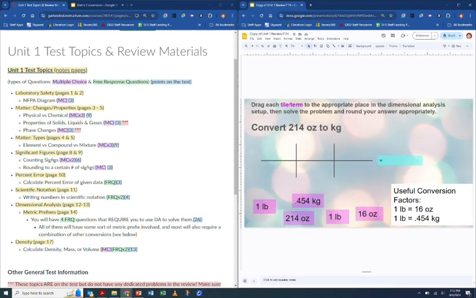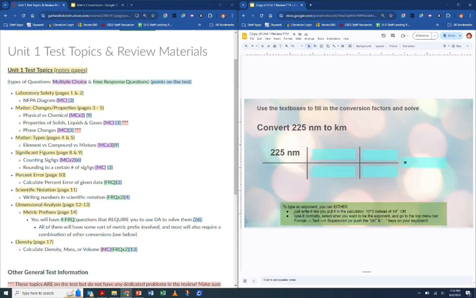From there, we've got some dimensional analysis. So this first problem, we've got some pink tiles to drag into place and a blue text box for you to type answers into. I've given you conversion factors you're going to need. You just need to be able to analyze this problem, get things where they need to be, and plug it into the calculator. This second one, though, you're going to have to do a little bit more. I didn't give you the conversion factors because these are conversion factors you should already know.